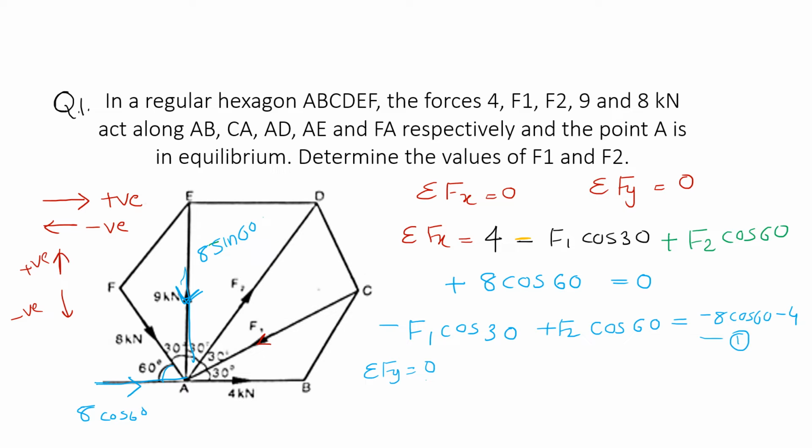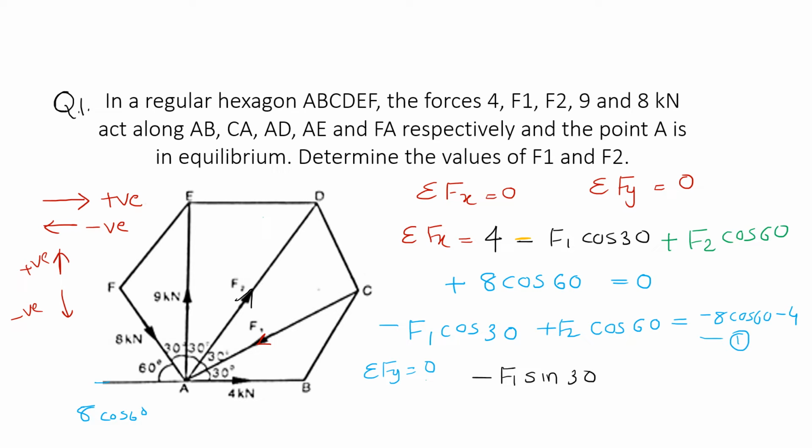In the vertical direction, for the 4 kilonewton force there is no component, only that force is entirely in the horizontal plane. So if the force is inclined only, there is a vertical component. And for F1, the component is in the downward direction. So again minus F1 sin 30. Then F2, the component is upward direction.